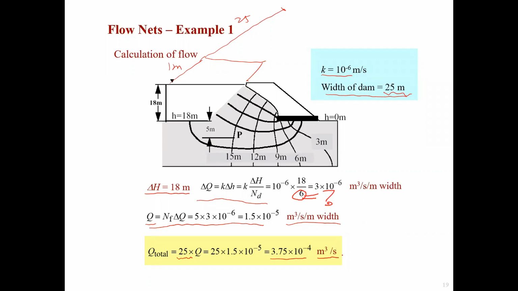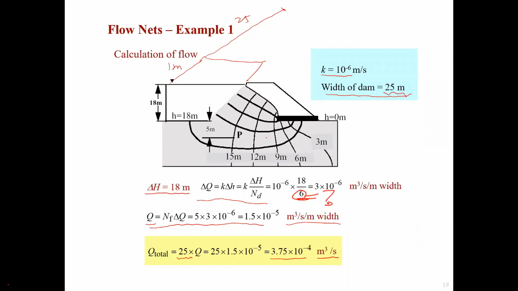Where does the 6 come from? The 6, that's the number of head drops. We already counted that from the previous slide. So the value of 6 comes from the vertical line? No, that's from the number of head drops.